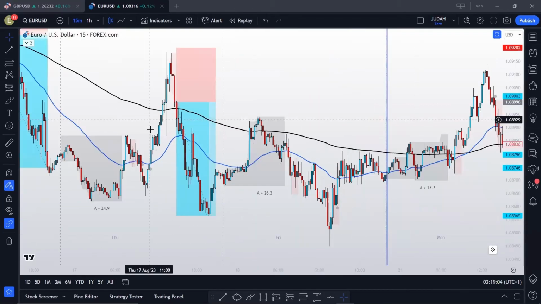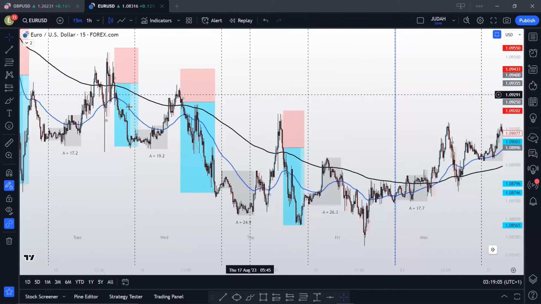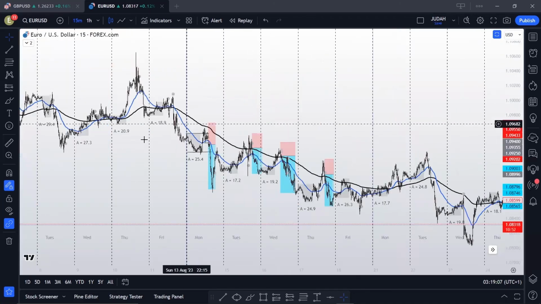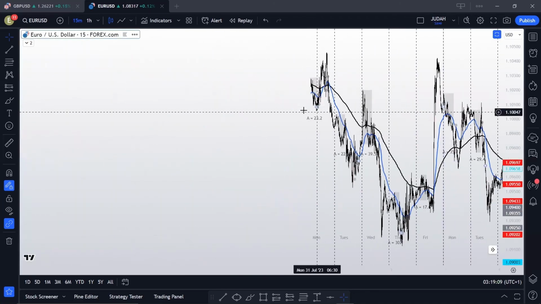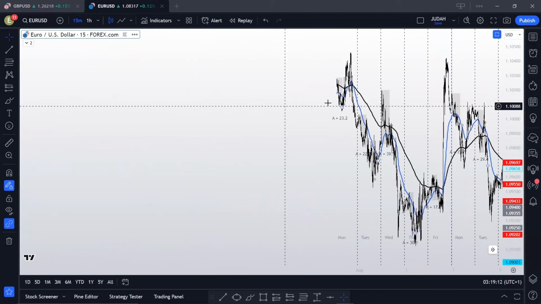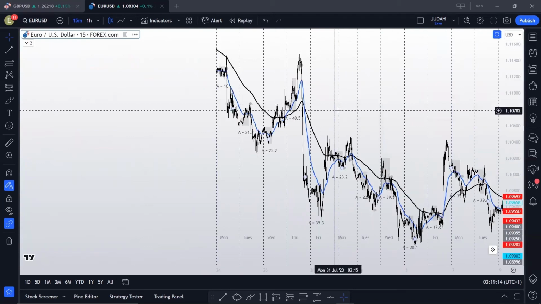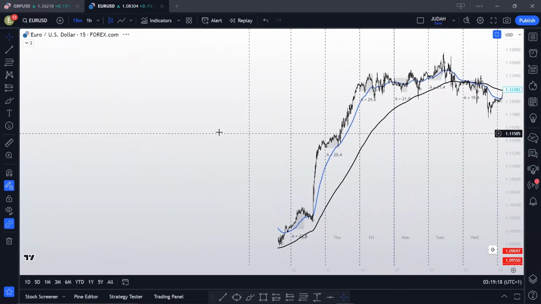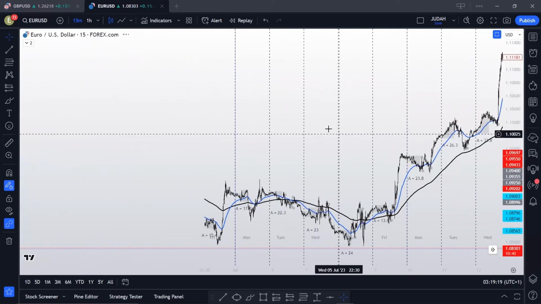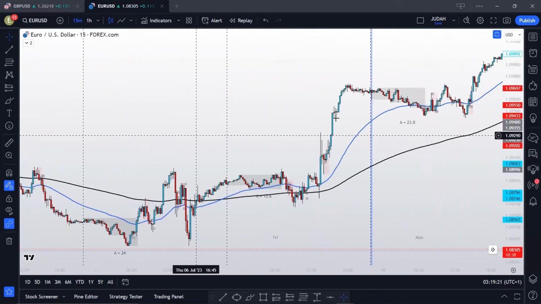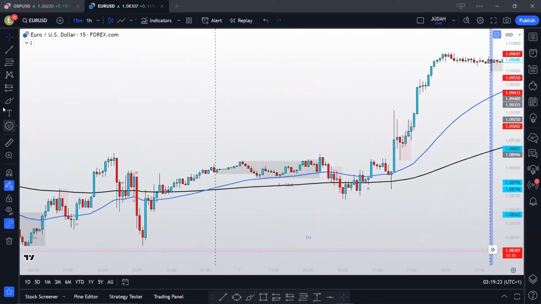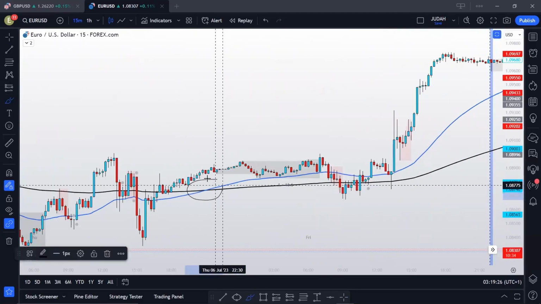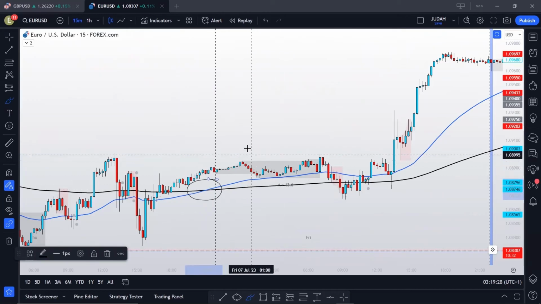Right, so let's look for a buy scenario. Let's look for an uptrend. Let's see if we can find an uptrend. So this is a very beautiful example of an uptrend, right? So we can see that the 50 EMA crossed over the 200 EMA right here. So we have an uptrend.